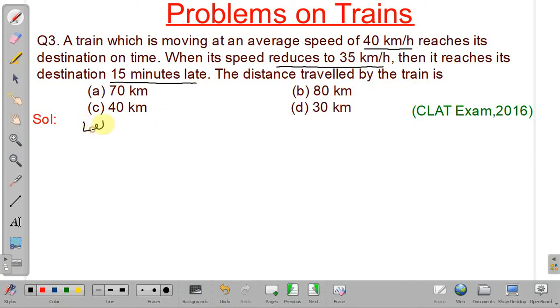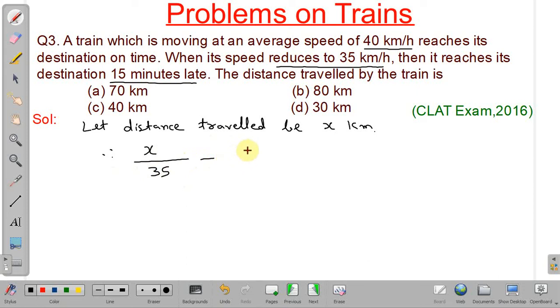So we will assume the total distance traveled be x kilometer. Now with reduced speed, time taken will be more. So total distance x kilometer divided by the reduced speed, that is 35, minus with normal speed it will be x divided by 40, and the difference will be 15 minutes, and if we convert this into hour we need to divide by 60.